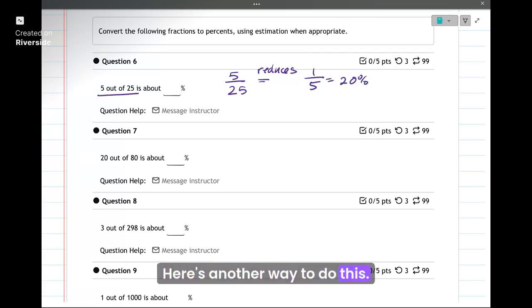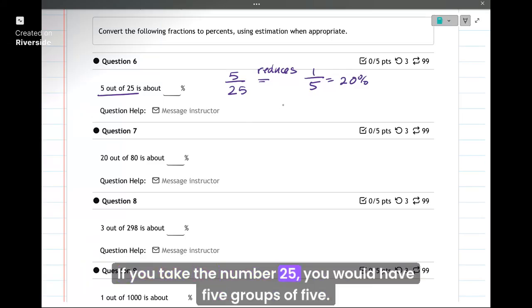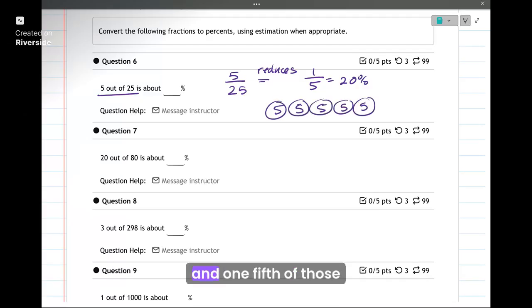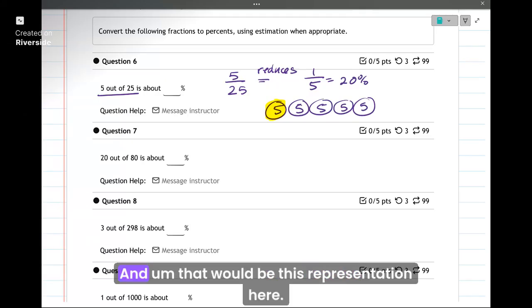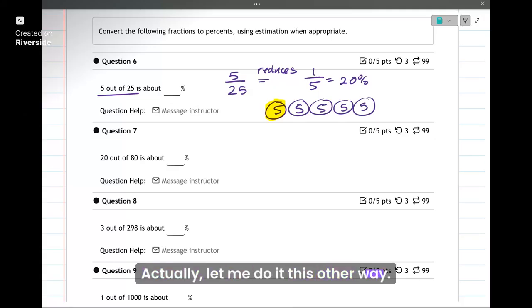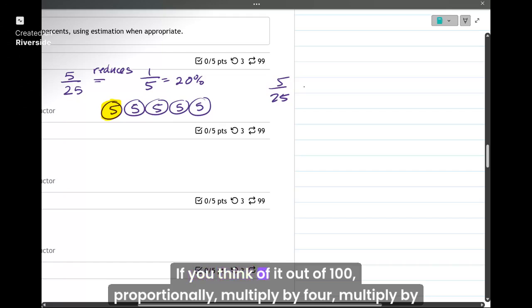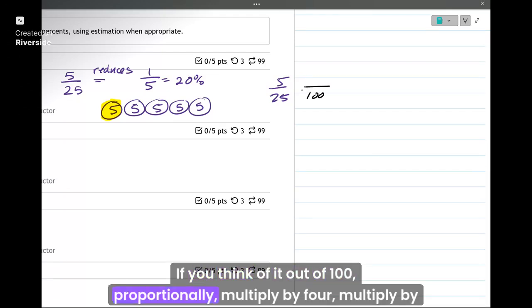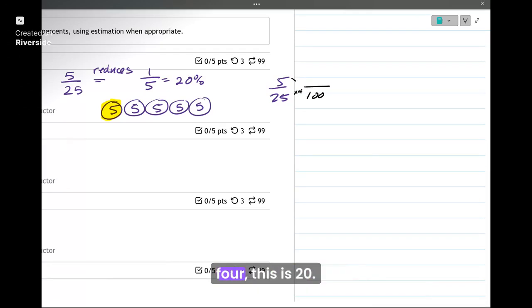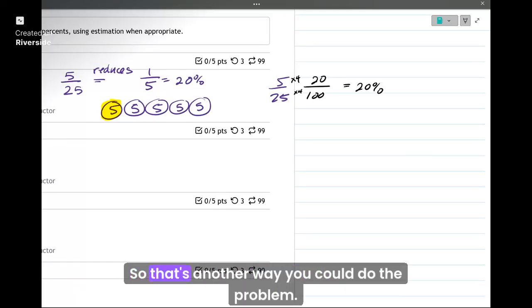Here's another way to do this. 5 out of 25. If you take the number 25, you would have 5 groups of 5. And 1/5 of those, 5 out of that is 1/5. Actually, that's doing it the same way. Here's another way. 5 out of 25. If you think of it out of 100, proportionally, multiply by 4, this is 20. 20 out of 100 is 20%. So that's another way you could do the problem.